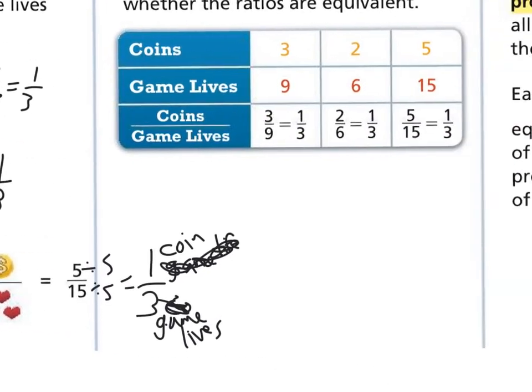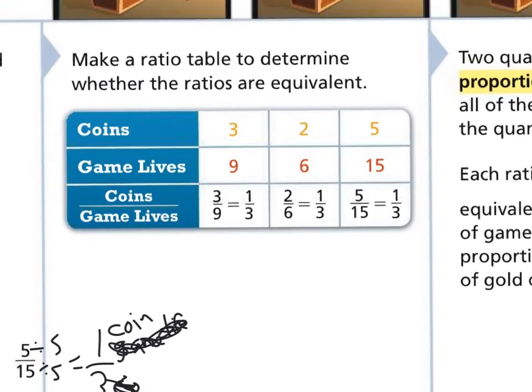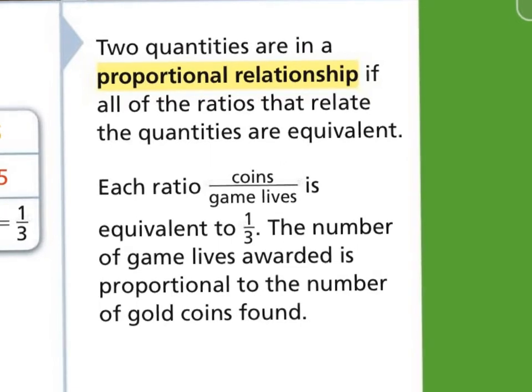Another way of looking at it, what the book did is they made this ratio table to see whether the ratios were equivalent to each other. And again, there it is that you can see those are all reduced down to 1/3. So this brings us to the idea of proportional relationships.